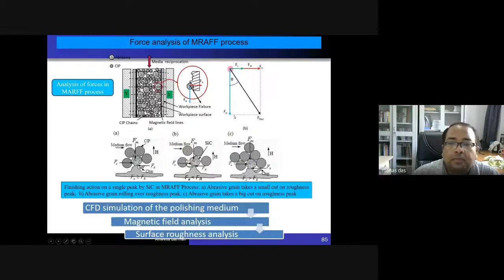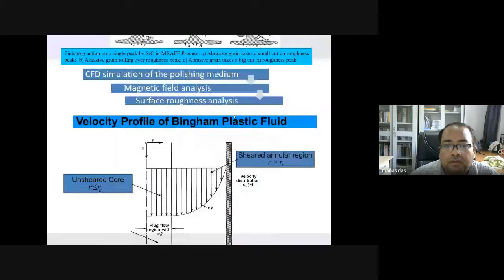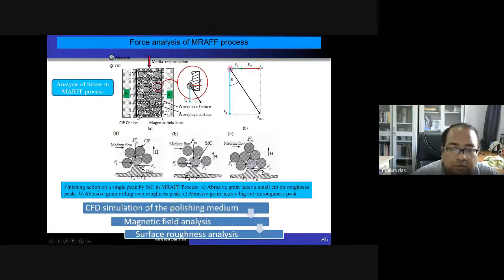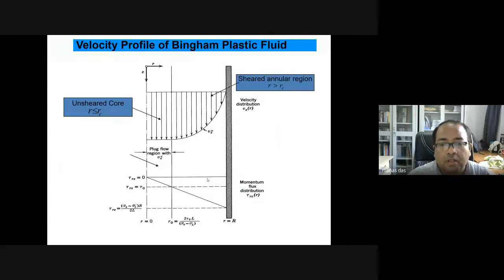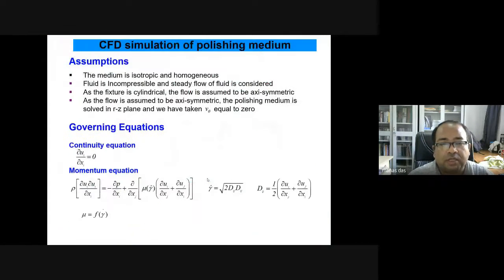Now we can see there are different simulations. CFD simulation we used for getting the axial force and radial force, and magnetic field simulation we used for getting the magnetic force. From this simulation model, we did the surface hardness analysis. These different zones I have already told you about. This is the continuity equation, and this is the momentum equation we have used.